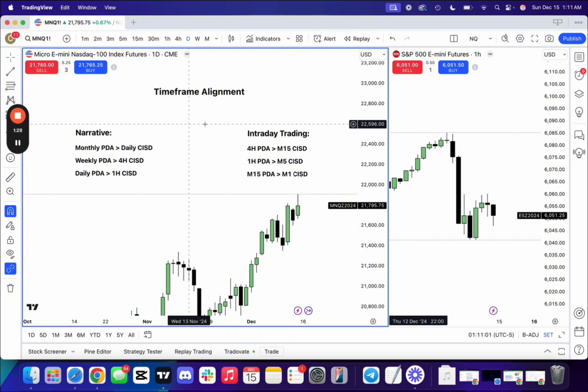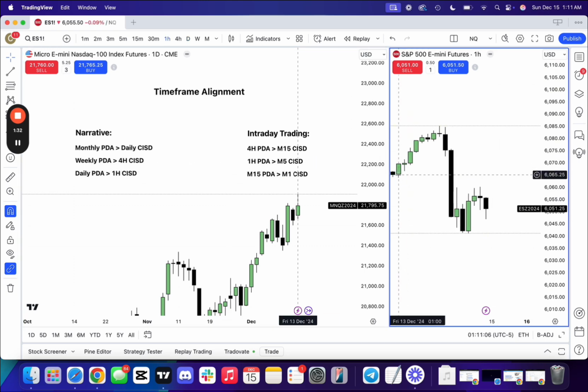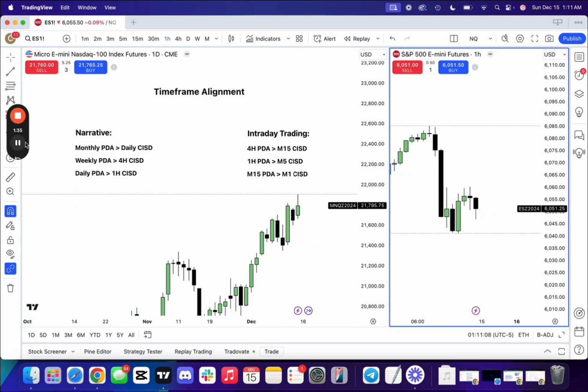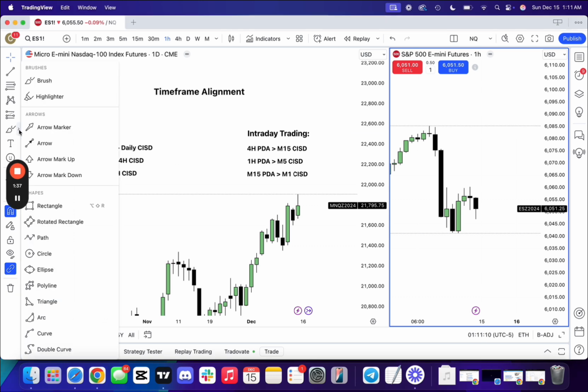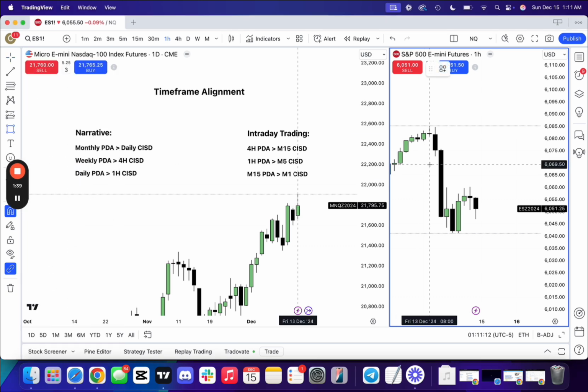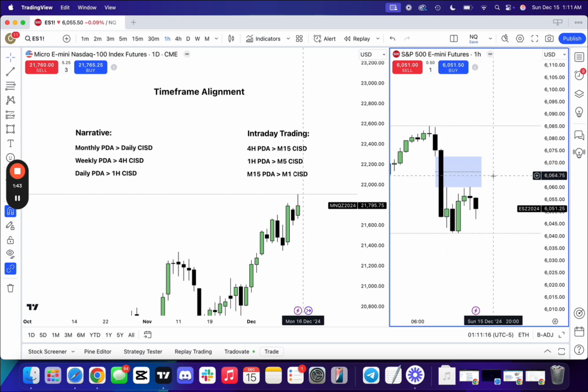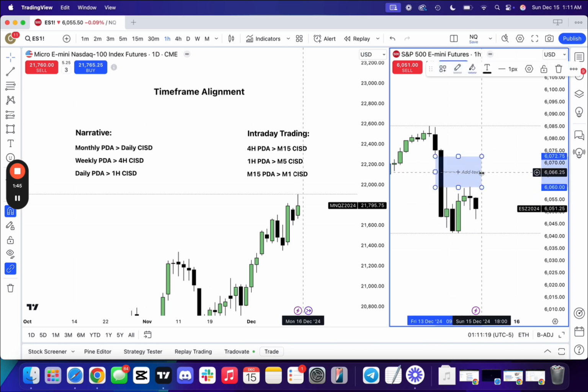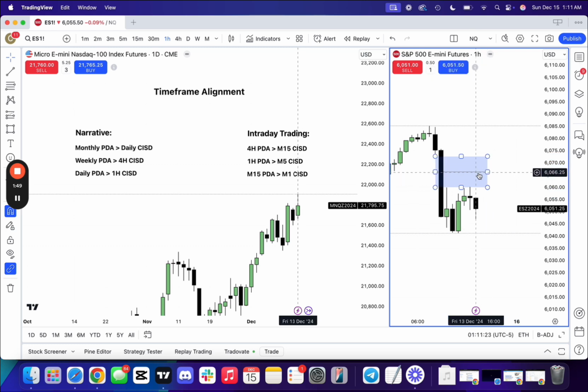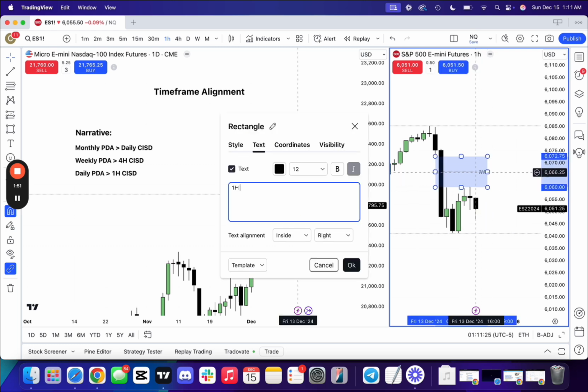So let me find a chart example for you so you know exactly what I'm talking about. Oh, right here. I don't even need to pause the video or anything. As you can see, on ES, we have this 1-hour bearish fair value gap. So we are looking for a 5-minute change in state of delivery to the downside out of this 1-hour bearish fair value gap. Let me just label this for you.